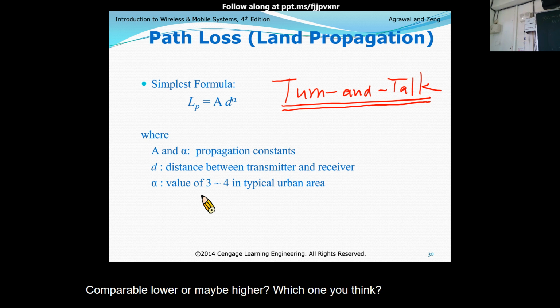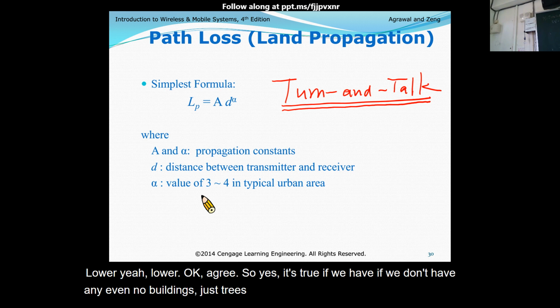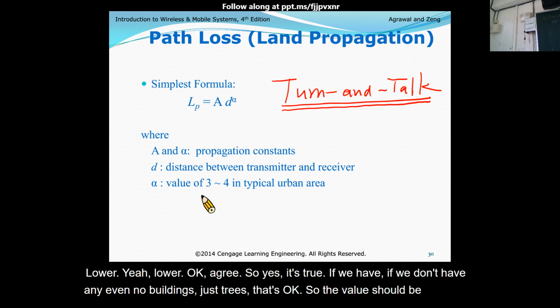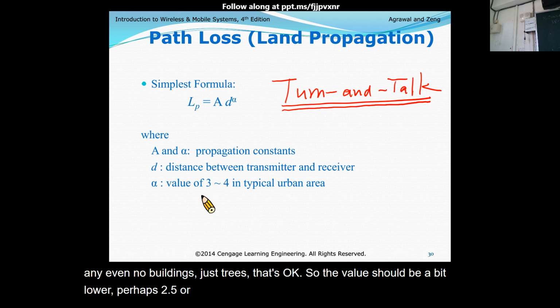Lower. Yeah, lower. Okay, agree. So yes, it's true. Even if we don't have any buildings, just trees, that's okay. So the value should be a bit lower, perhaps 2.5 or something else. But for free space, it's 2. All right, so this one.